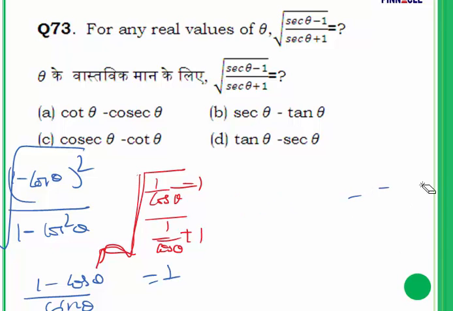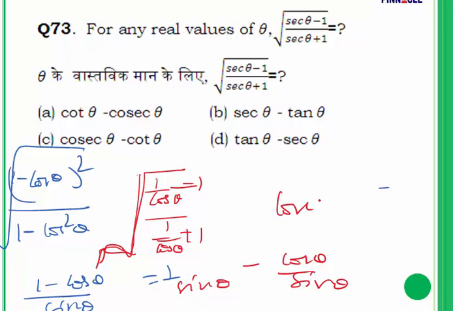Ultimately you can say 1 by sin theta minus cos theta divided by sin theta. 1 divided by sin theta is equal to cosec theta, and minus cos theta divided by sin theta is equal to cot theta. So cosec theta minus cot theta is the answer. Cosec theta minus cot theta is the answer.